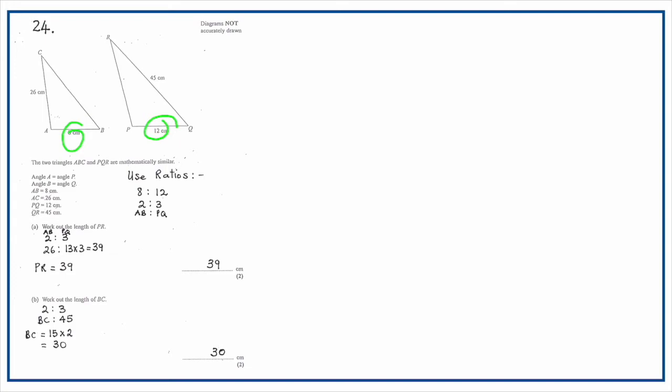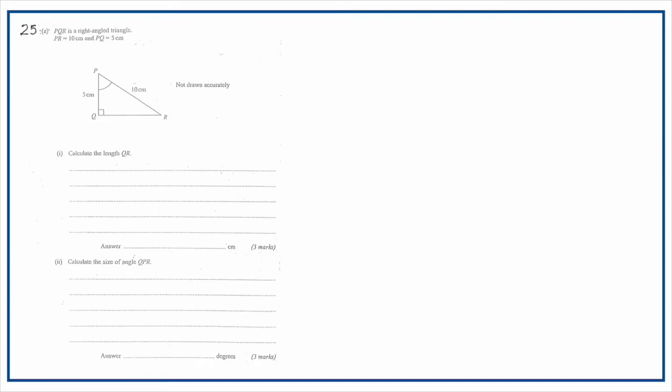Question 25A. PQR is a right-angled triangle. PR is 10 centimeters. PQ equals 5 centimeters. Calculate the length QR. It is a right angle triangle, so we use Pythagoras' theorem to work out QR.